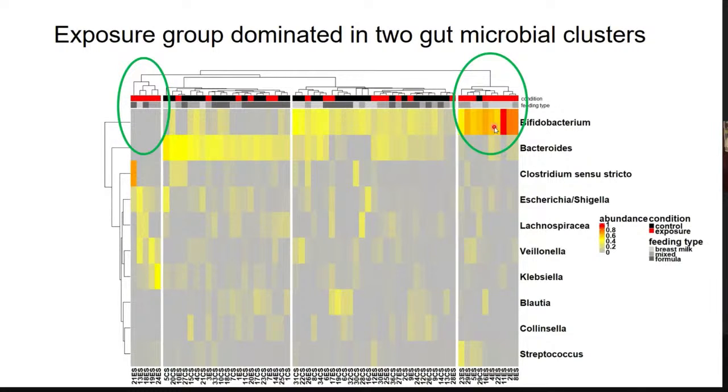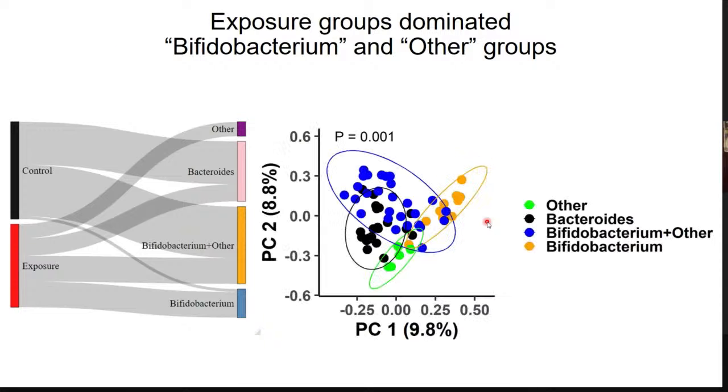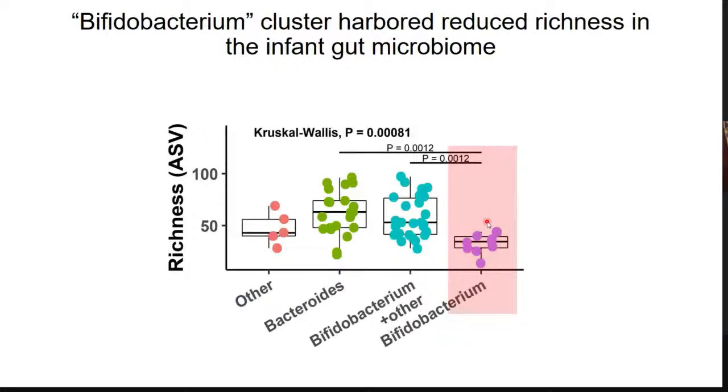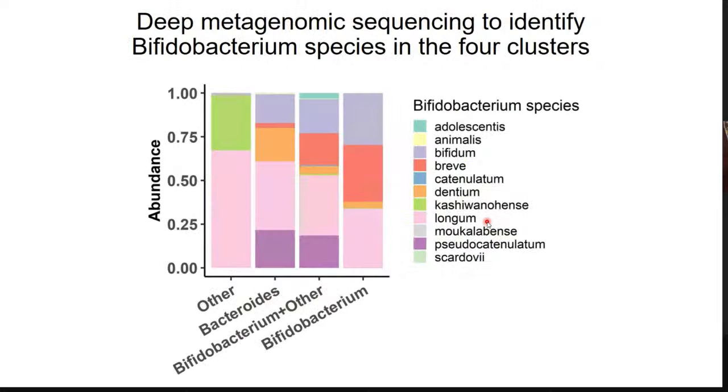So now the question we want to ask is whether, for this cluster dominated by bifidobacterium, there are some species which are very special in this cluster, which cause no colonization of other bacteria. So we did metagenomic sequencing, which is different from 16S, because 16S sequencing usually can only give you the genus level information. If you want to go down to the species level, you need to do metagenomic sequencing, which shows all the different bacterial species.